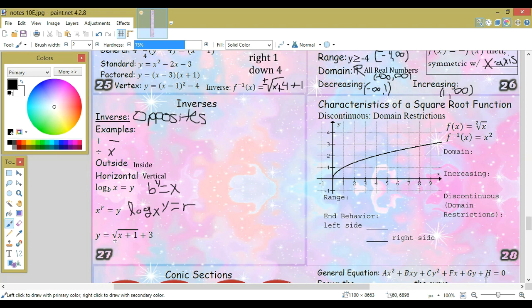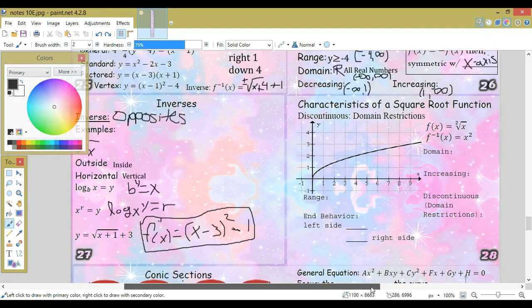And the inverse of y equals square root of x plus 1 plus 3, which the notation for that would be f inverse of x, then you put equals x minus 3 squared minus 1. The opposite of a square root is a square. The opposite of inside is outside. The opposite of outside is inside. And the opposite of plus is minus. There's all your opposites.